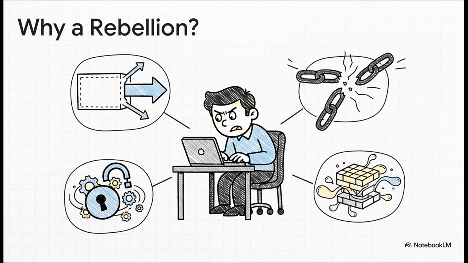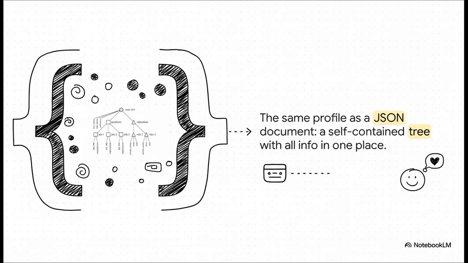So what kicked off this rebellion? It was really a perfect storm of things. The web was growing at a crazy pace, and developers needed databases that could actually scale with it. Plus, there was this huge movement towards free open-source software. And let's be honest, a lot of developers were just getting fed up with how restrictive the old relational schemas felt. Now check out how the NoSQL document model tackles that same profile.